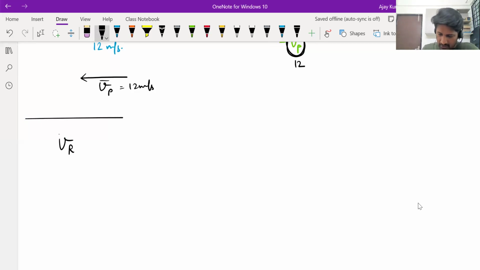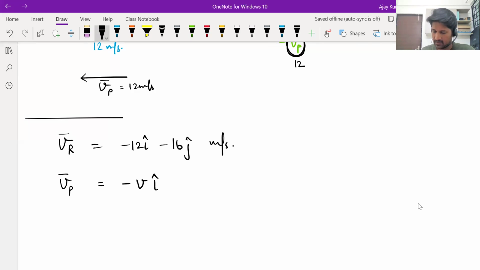We know the velocity of rain is minus 12 i cap minus 16 j cap meters per second. We don't know the velocity of person. One thing we know is that person should move to the left. Left is minus i cap direction. So I'll take velocity of the person as minus V i cap. Sometimes you may not know that also, which way the person should move. So you can simply write it as V i cap also, not an issue.